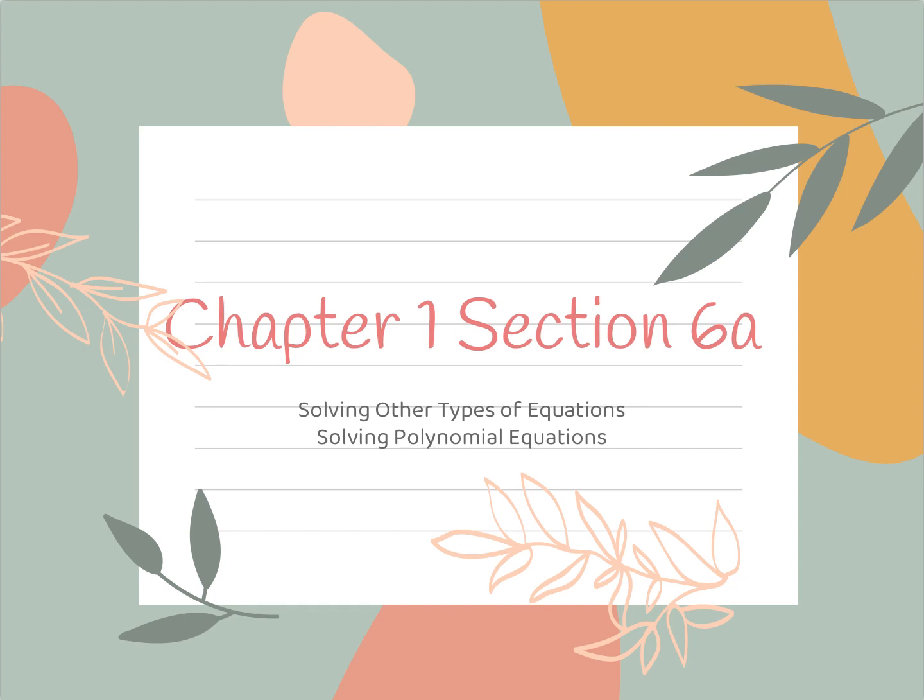In Chapter 1, Section 6a, we're going to get to some other types of equations, some polynomial equations that we're going to solve. However, these are much more complex looking than the ones we've done before, and so they do require us to be a little bit more careful in not only how we solve them, but also the math, the computation involved, and in checking our answers at the end for extraneous solutions. The more complex the equation is, the more likely room for error there is.